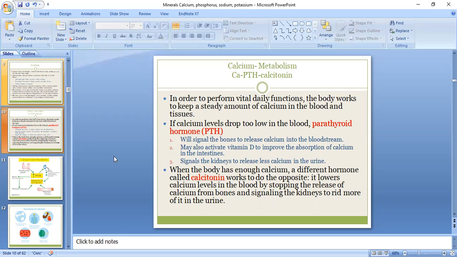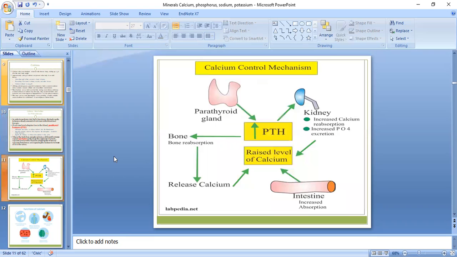When the body has enough calcium, a different hormone called calcitonin works to do the opposite. It lowers calcium levels in the blood by stopping the release of calcium from bones and signaling the kidneys to get rid of more of it in the urine.